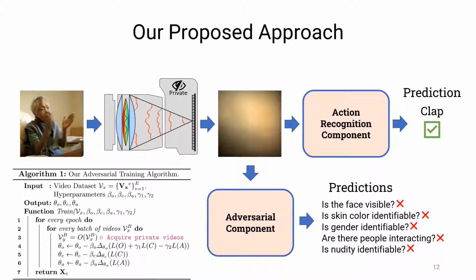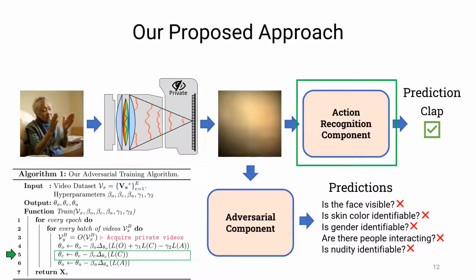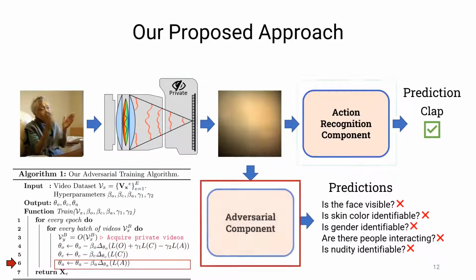Algorithm 1 summarizes the proposed adversarial training scheme. For each epoch and every batch, we first acquire the private video with our camera. Then we update the parameters of the optical, action recognition, and adversarial components respectively while freezing the other parameters.